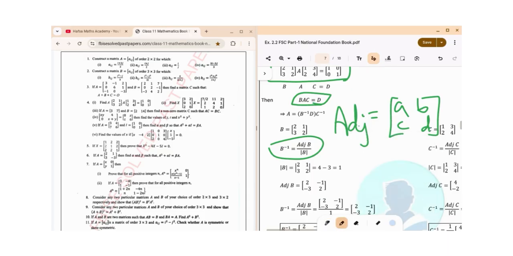For these two, oopsies, it's not color, is it? These two values, why isn't it letting me draw? There you go. These two values, in this case A and D, are going to switch places, okay? And these two values, C and B, are going to switch signs, all right?